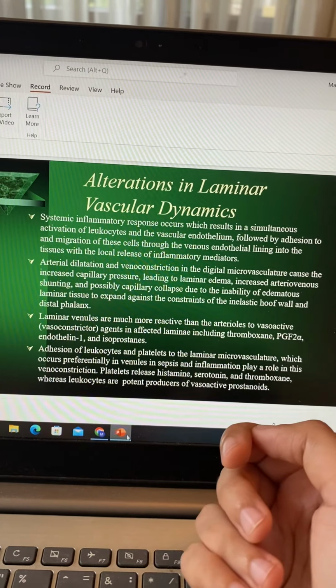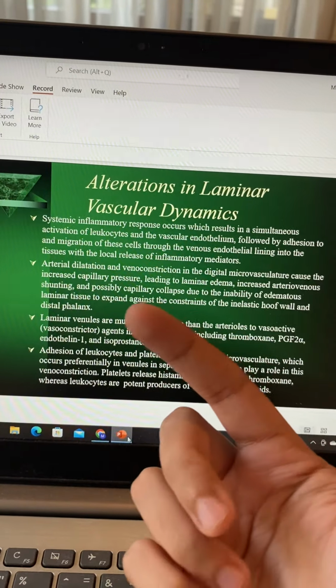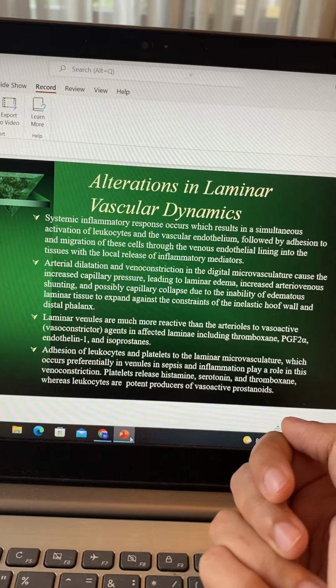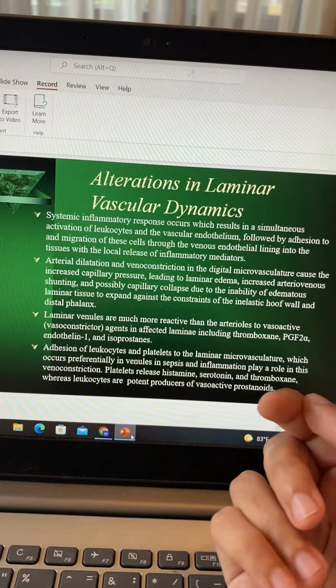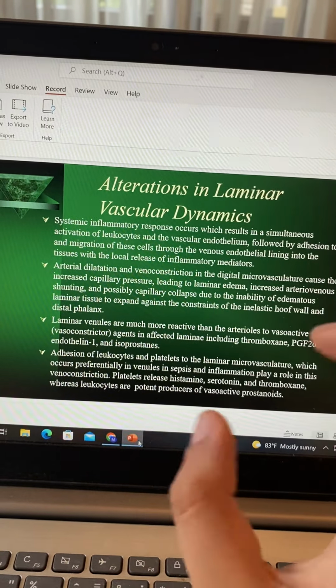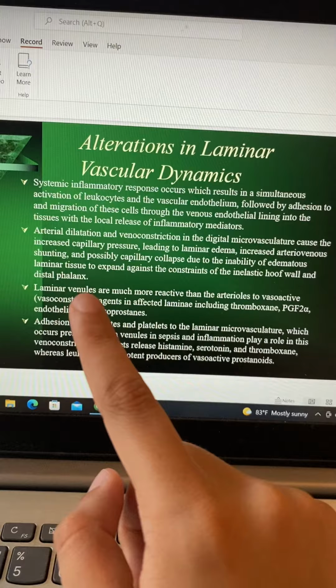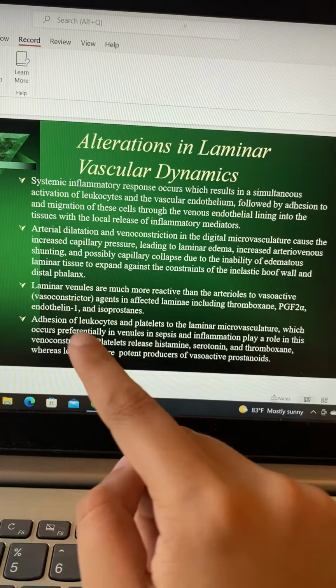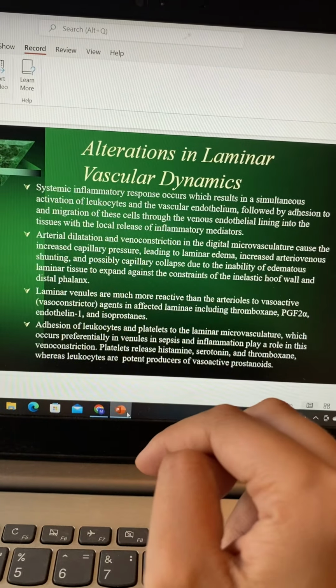So you get laminar edema, increased arteriovenous shunting, and possible capillary collapse, because you have to understand as well that there are constraints in the hoof wall and the distal phalanx. And basically the laminar venules are more sensitive to this.